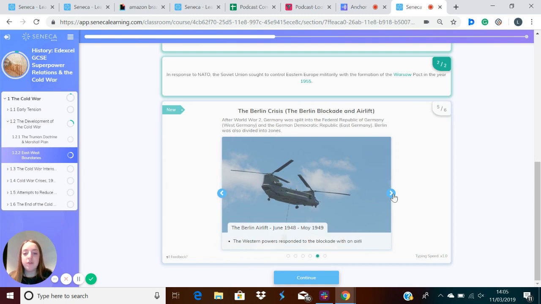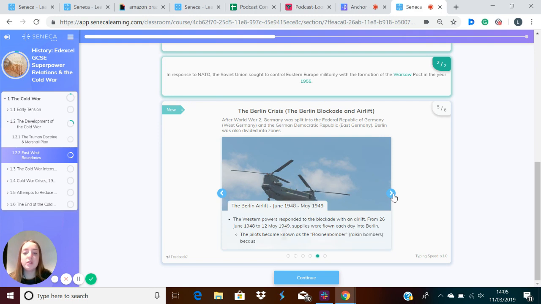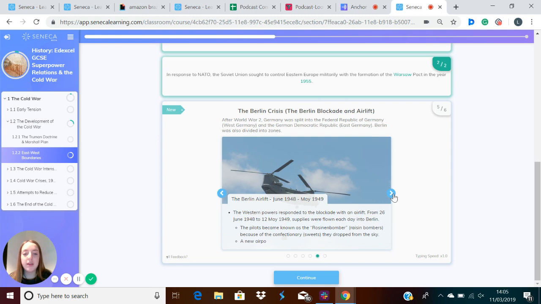From June 1948 to May 1949, there was the Berlin airlift. The Western powers responded to the blockade with an airlift. From the 26th of June 1948 to the 12th of May 1949, supplies were flown each day into Berlin. The pilots became known as the Rosinenbomber, which means raisin bombers, because of the confectionery they dropped from the sky. A new airport called Tegel was built to serve the operation.